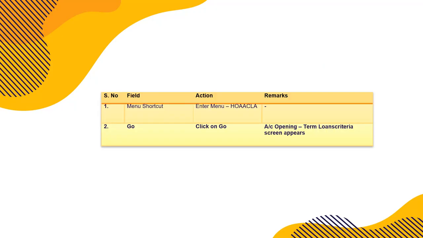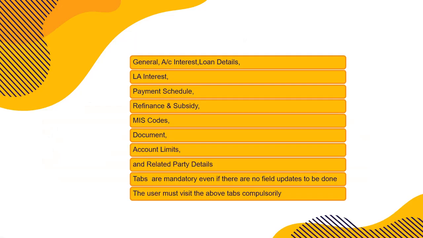So HOAACLA is the main menu shortcut. Click on Go and the term transactions screen appears. This is the screen. When you click on Go, here is the command that you will be typing. Then general details, account interest details, and loan details have to be entered.